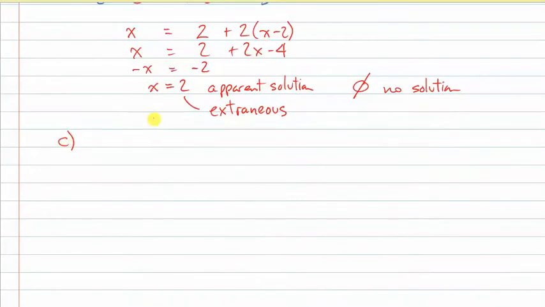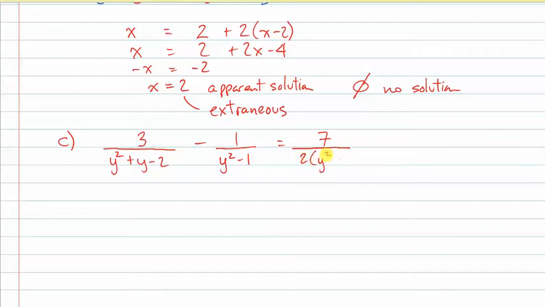Okay, here's a hard one. Now you get to graduate. 3 over y squared plus y minus 2, minus 1 over y squared minus 1, equals 7 over 2 bracket y squared plus 3y plus 2. Okay, you decide how many terms and you decide what the common denominator is. You may want to pause it for a moment to just check and see if you've got the right idea.